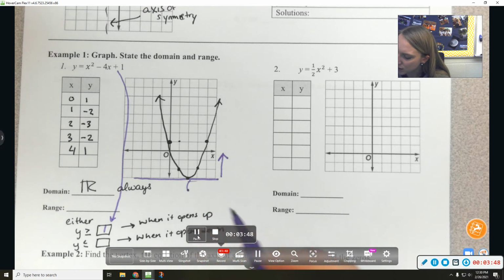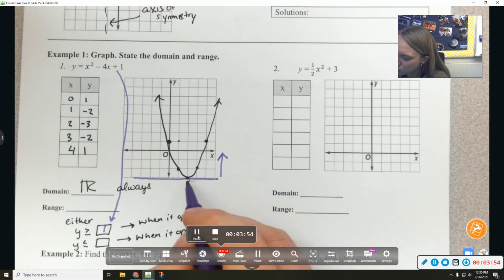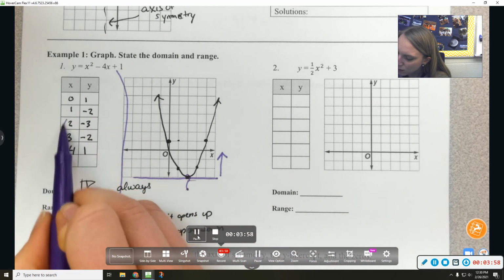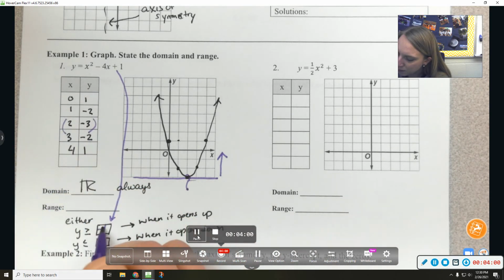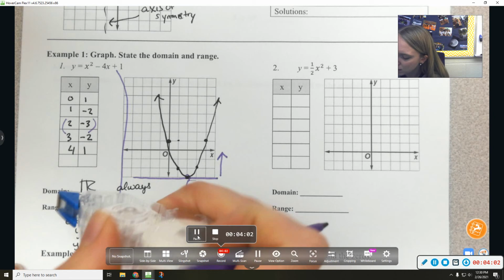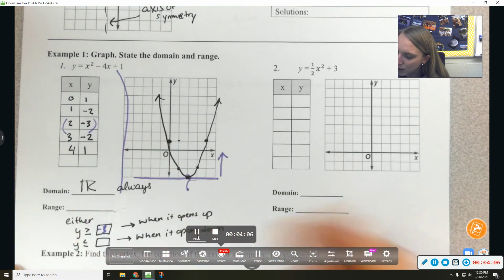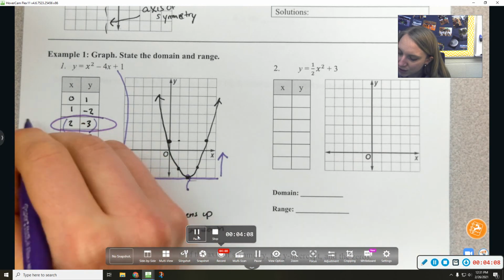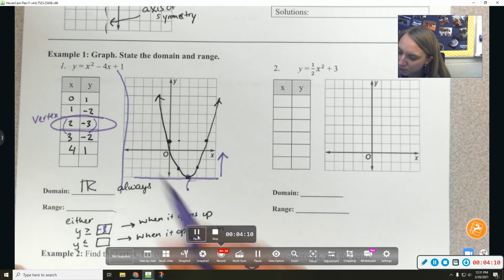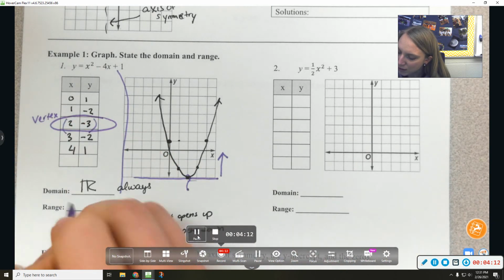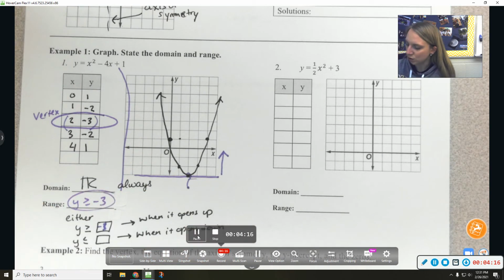Oh, I'm sorry, that's not the right range number that we want. Sorry guys, this ordered pair right here at my vertex is what you want. It's negative 3, so ignore that. So sorry. It's the y part of the vertex. So this is my vertex. So it'd be negative 3. So y is greater than or equal to negative 3. We will get to that more in another problem.